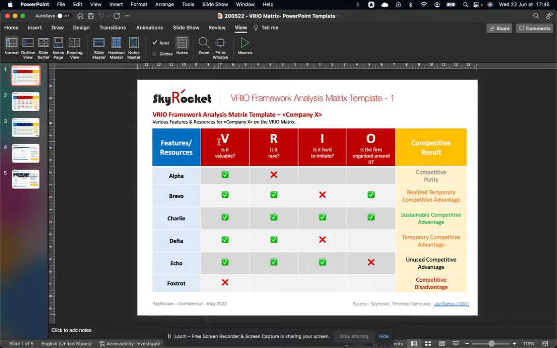V, asking the question, is it valuable? R, is it rare? I, is it hard to imitate? And O, is the firm organized around it? If you get all four, you have a sustainable competitive advantage.